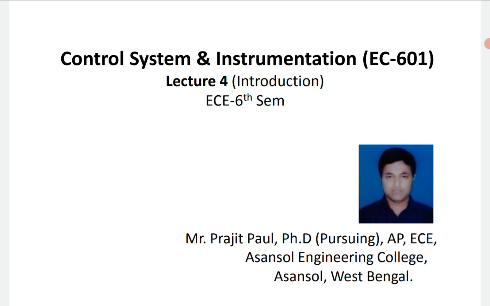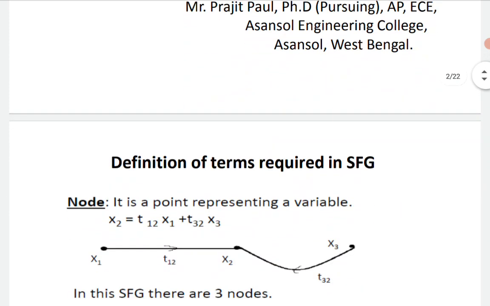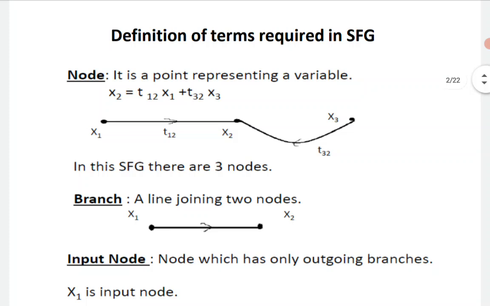Even I mentioned Mason's gain formula, to be used to determine the transfer function or net gain from a signal flow graph, and in continuation of that I will proceed further on this ensuing slide. Now, these are the relevant terms to be known to you with respect to a signal flow graph.